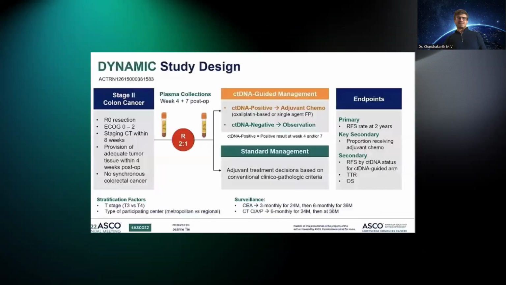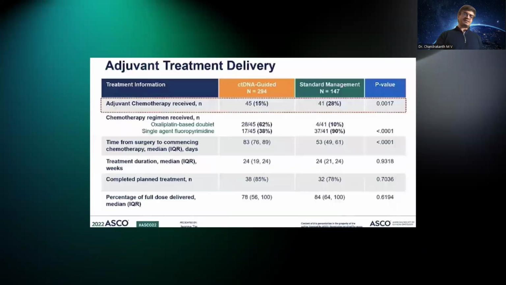This is the DYNAMIC study. Post surgery, stage 2 colon. You classified the patients as those who are ctDNA positive or negative. One arm underwent ctDNA-guided management, the other arm went standard management. Only those who are ctDNA positive were given adjuvant chemo. So what could they find?